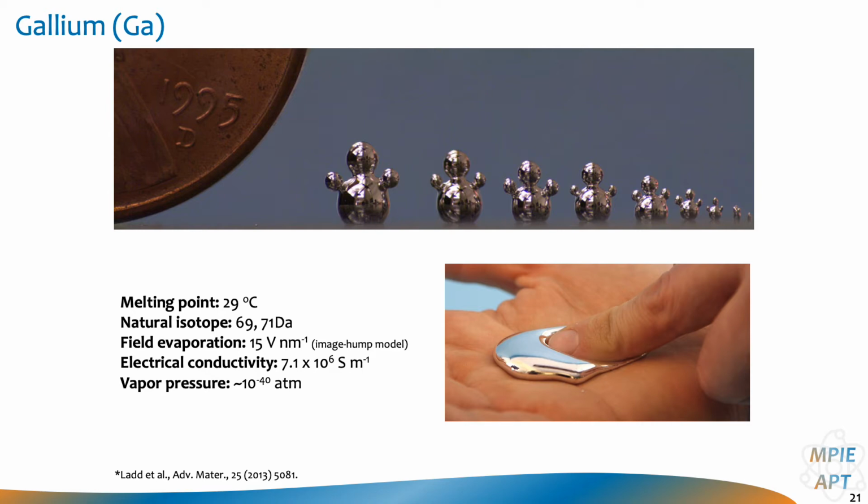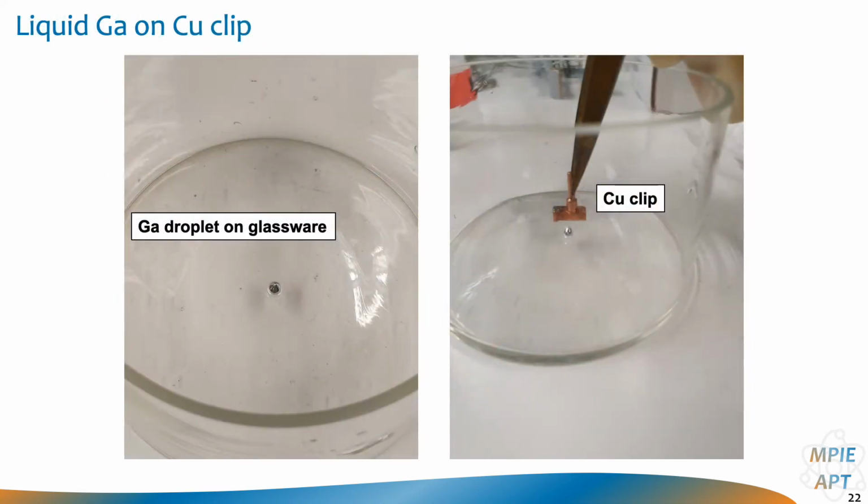Gallium is one of them. You can melt gallium in your hand. I don't think it's a good idea, but you can do it. And gallium has a fairly low evaporation field, though. But maybe in some cases it would be useful. And so we tried to make a droplet of gallium.